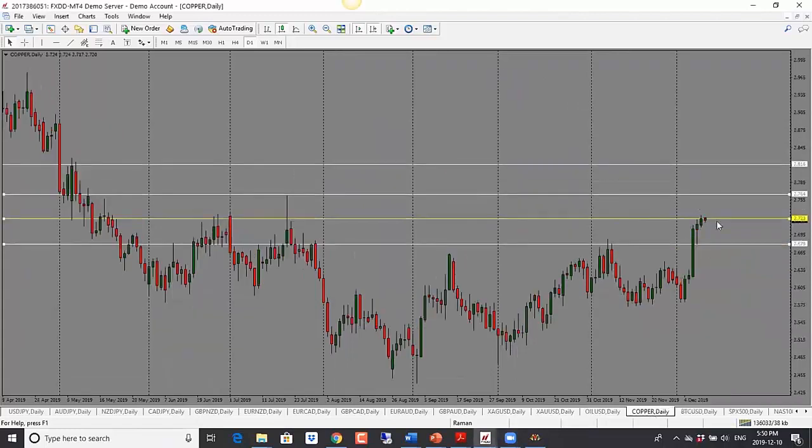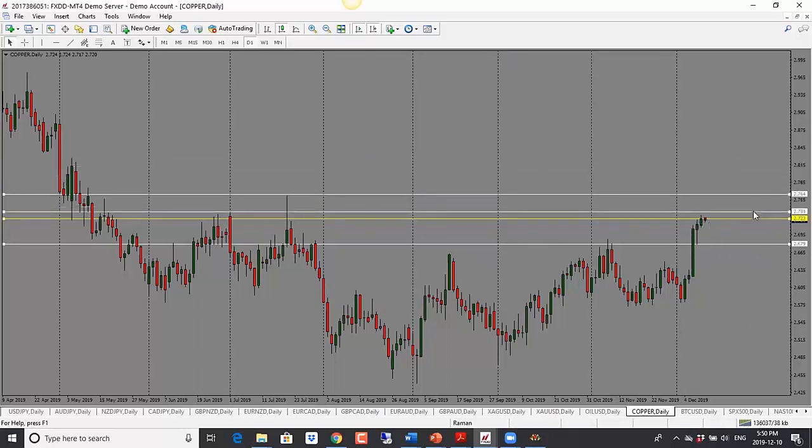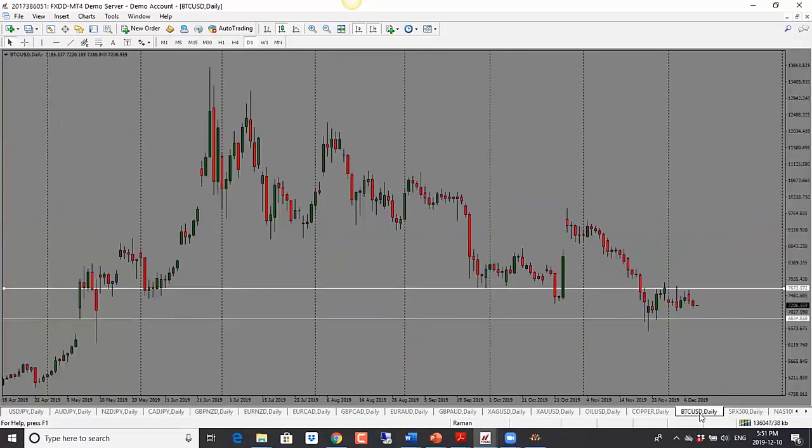Copper here, we have a bullish candle close. It's right into resistance. We do need to be cautious, but bias is bullish. And once it goes to the high, looking for a further move to the upside. First target is 2.73 and then 2.75. So bias here is bullish for copper.